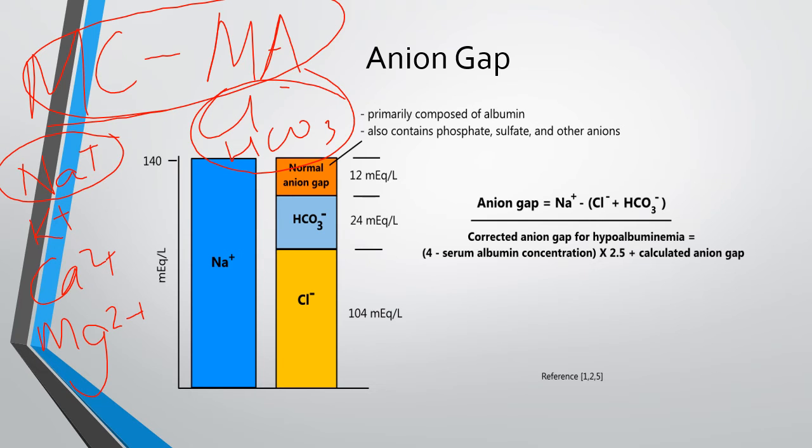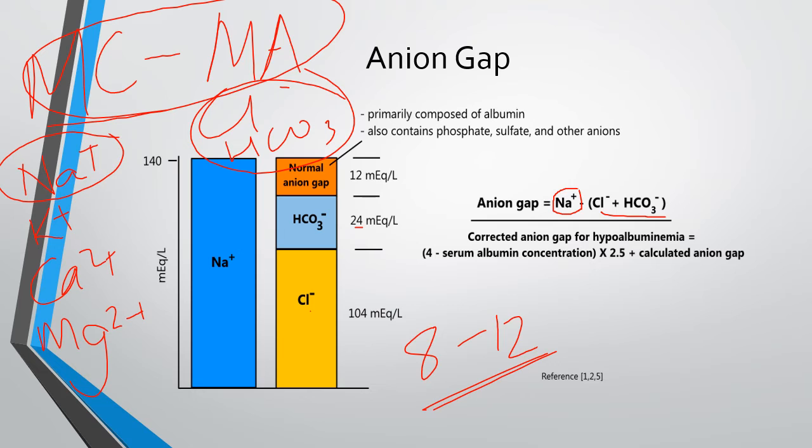So the anion gap is measured cations, which is sodium, minus measured anions, the sum of chloride and bicarbonate. Taking the normal sodium value of 140, normal chloride value of 104, and bicarbonate value of 24, you have 140 minus 128, which gives you 12. So the normal value, as I said, is 8 to 12.